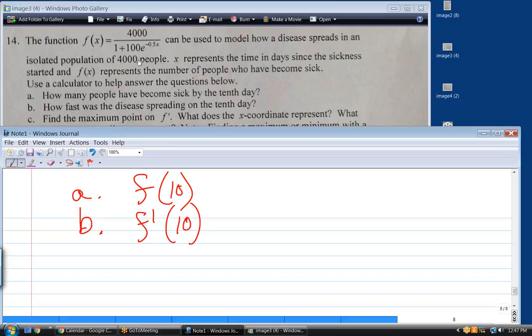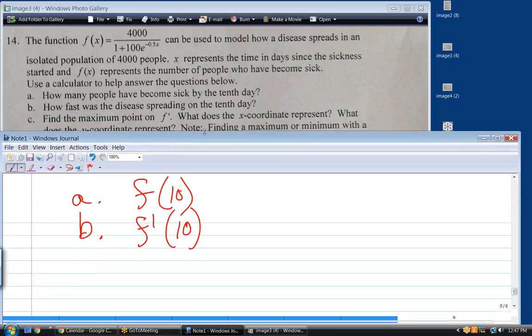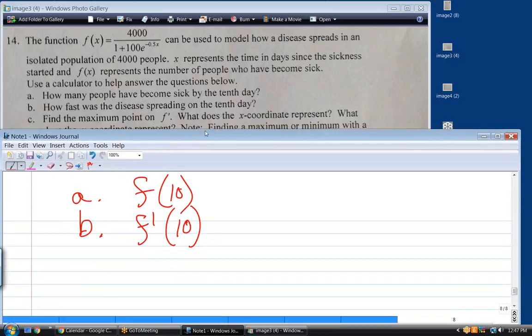Now, taking the derivative of that function is not particularly easy. We wouldn't want to do it manually, and that's why they said use a calculator to help, because you can use numerical derivative to get the derivative of that and then evaluate it at 10. Okay. C, find the maximum point on f prime. How do we find the maximum on f prime?